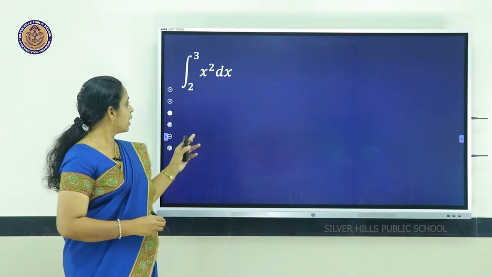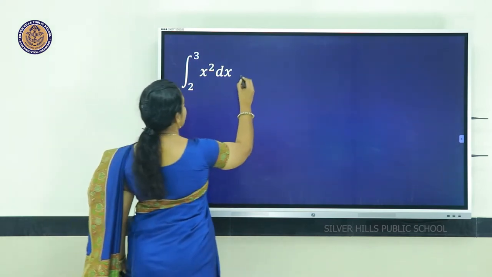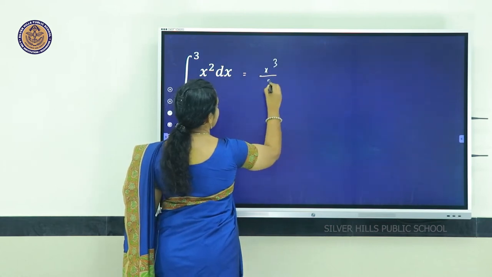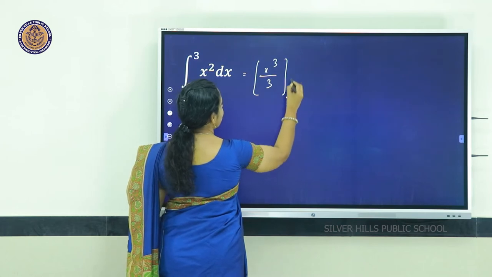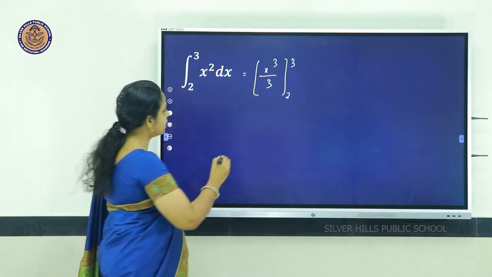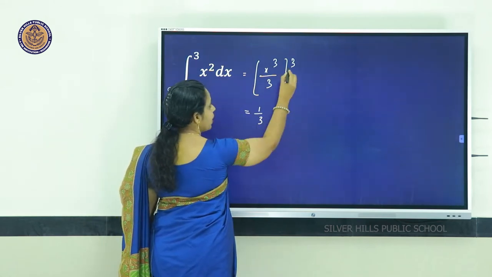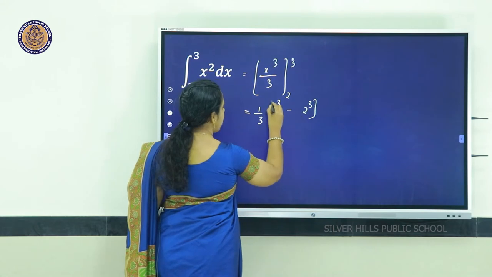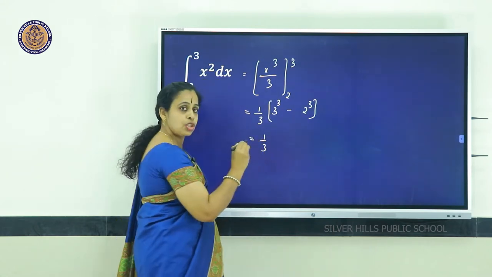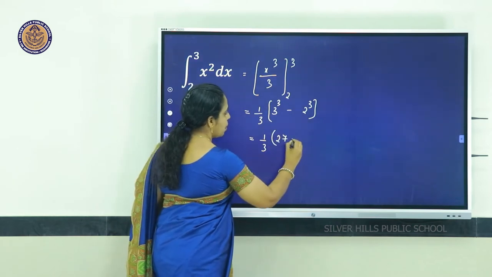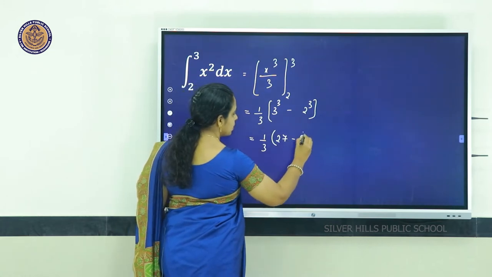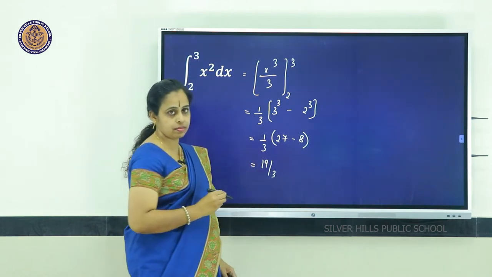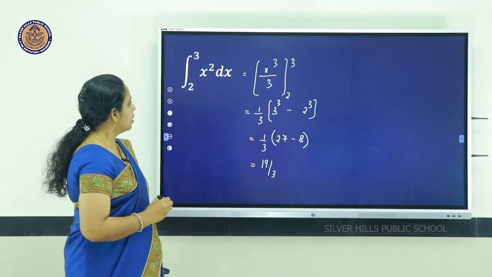First question. Integral 2 to 3 x square dx. Integral of x square means x cube by 3, under the limits 2, 3. The constant we can take outside, 1 by 3, giving upper limit 3 cube minus 2 cube. The value of 3 cube is 27 minus 2 cube, 8. 27 minus 8, 19. 19 by 3. A very easy question.